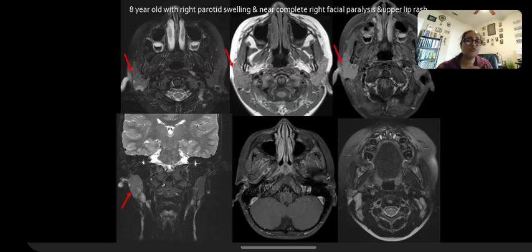And because of that history of right facial paralysis, I looked very carefully at the mastoid segment of the facial nerve. And you can see the right side is slightly more prominent. You know, the mastoid segment normally enhances, but you're looking for asymmetry, right? So you can see that the right side is enhancing.